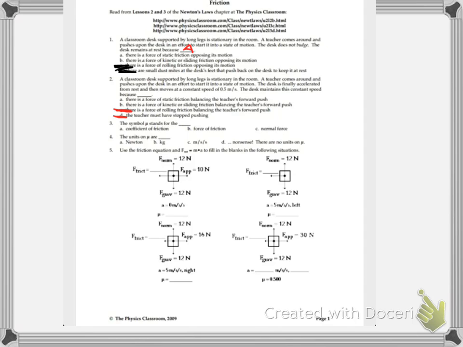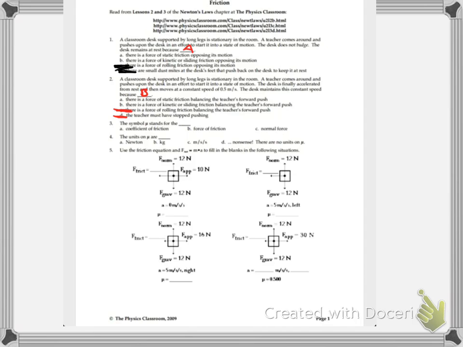So now we're left with A and B again. Static friction or kinetic friction. Static friction is, again, that friction that prevents the object from beginning to move. And because we're at a constant speed, we then know that it will be kinetic friction. It will be option B.